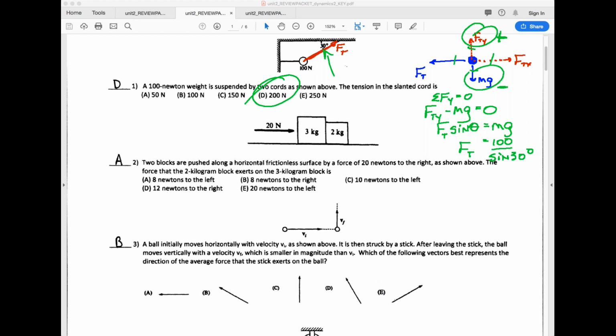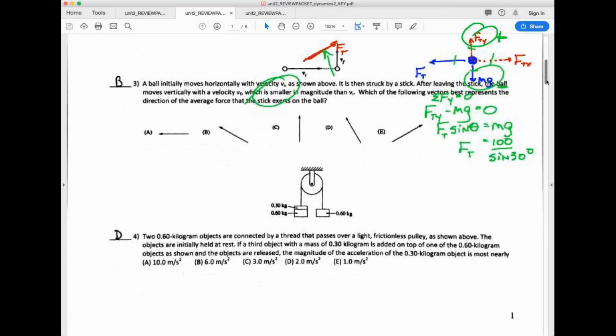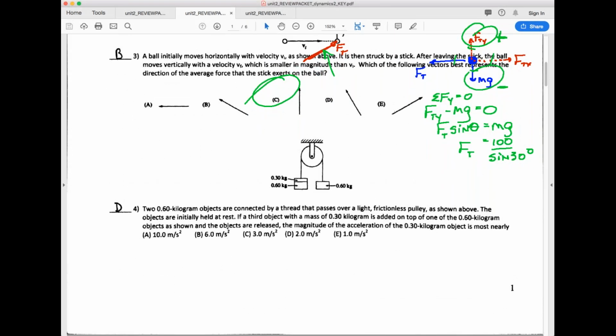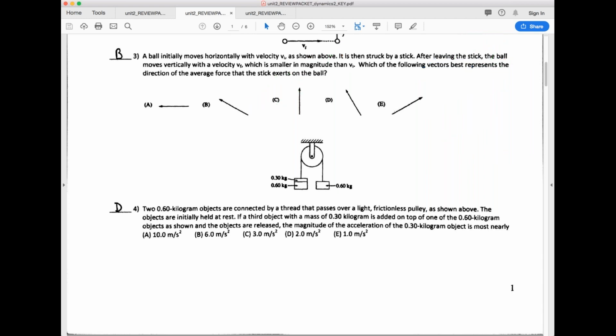Dominic, make sure that answers your question. I'm going to take a look at question number 4, which is another Atwood's machine problem. And so we'll go through that one fairly quickly.